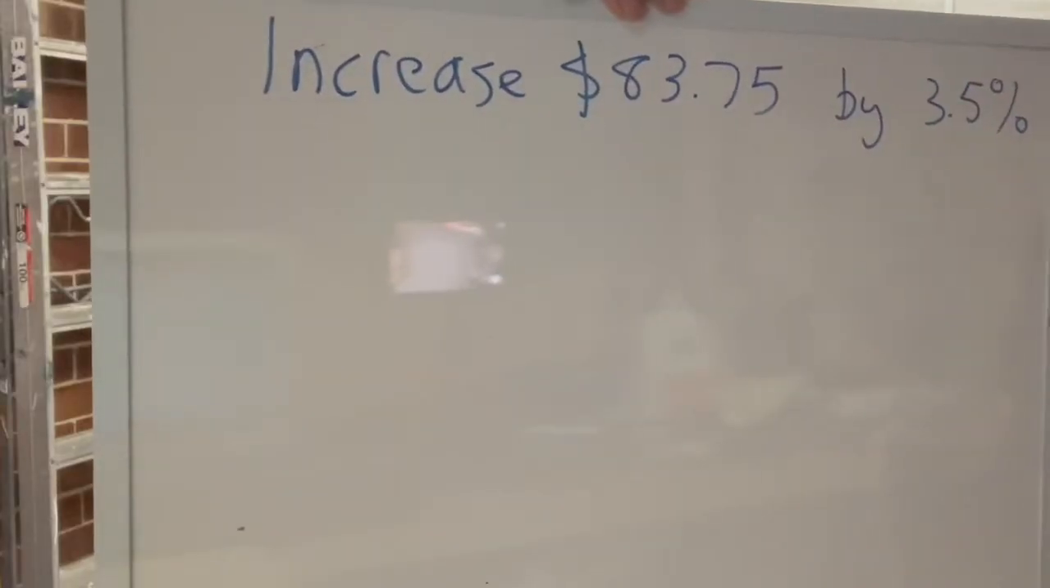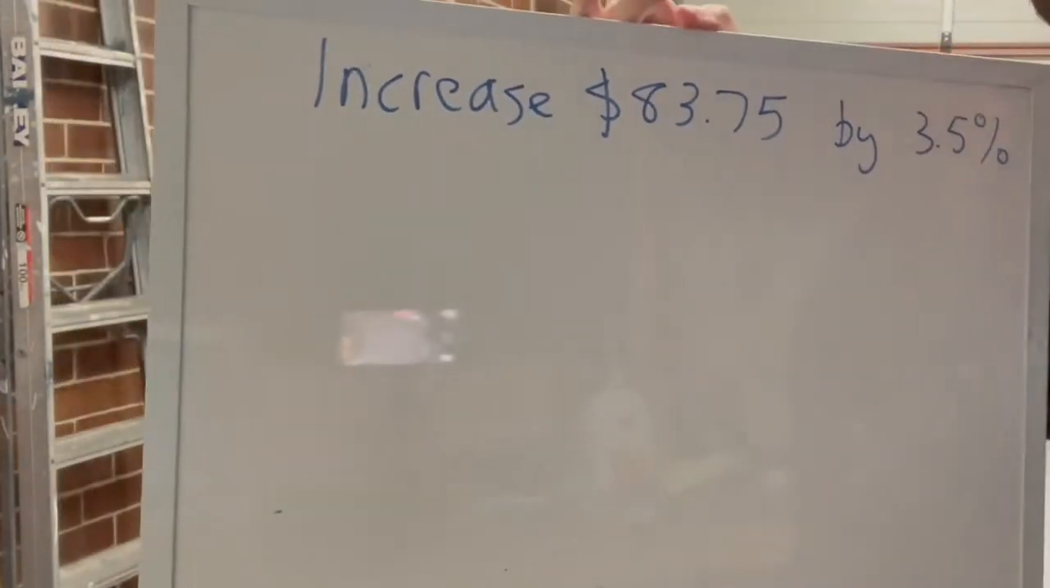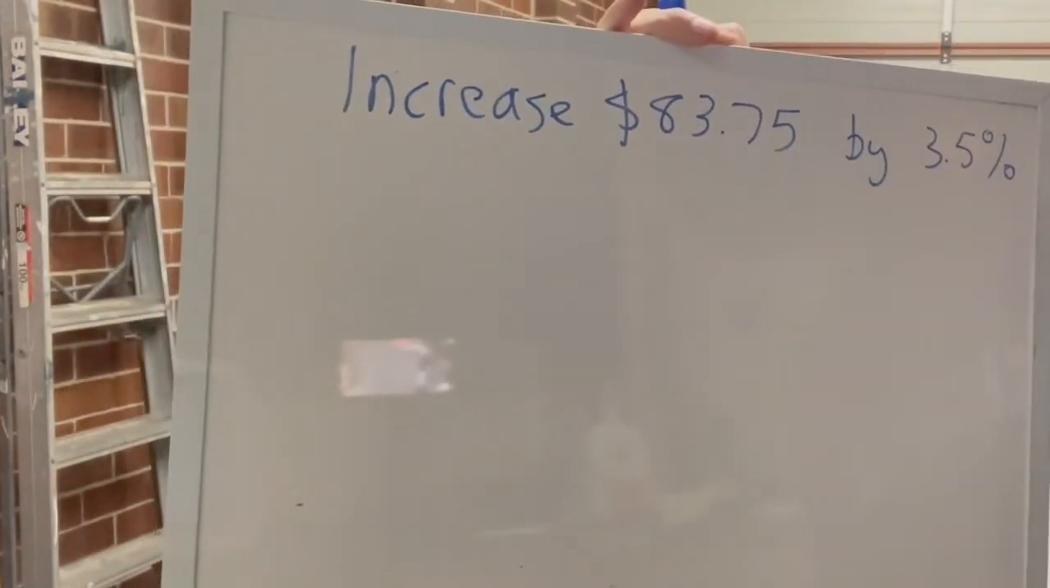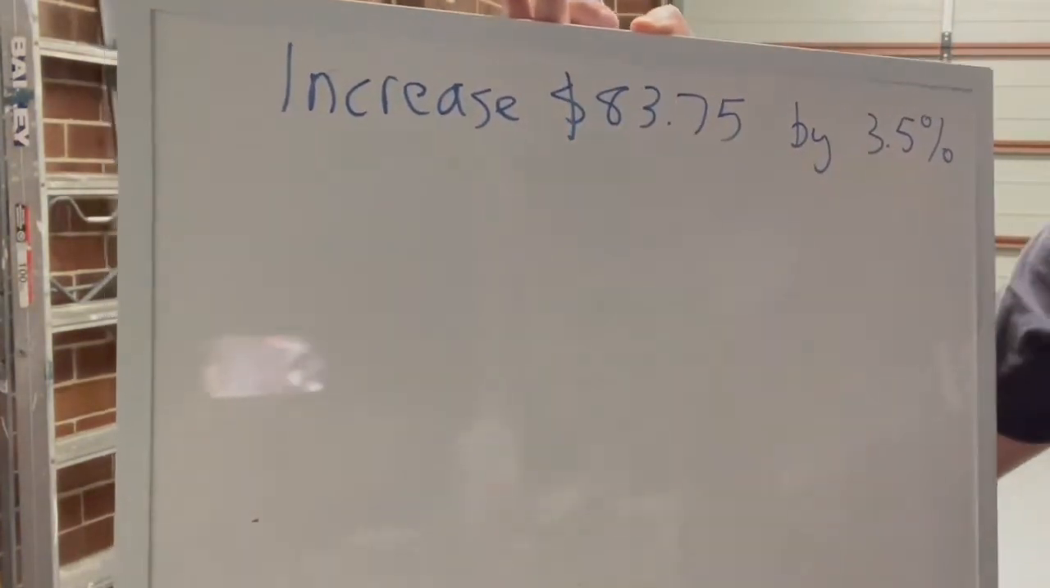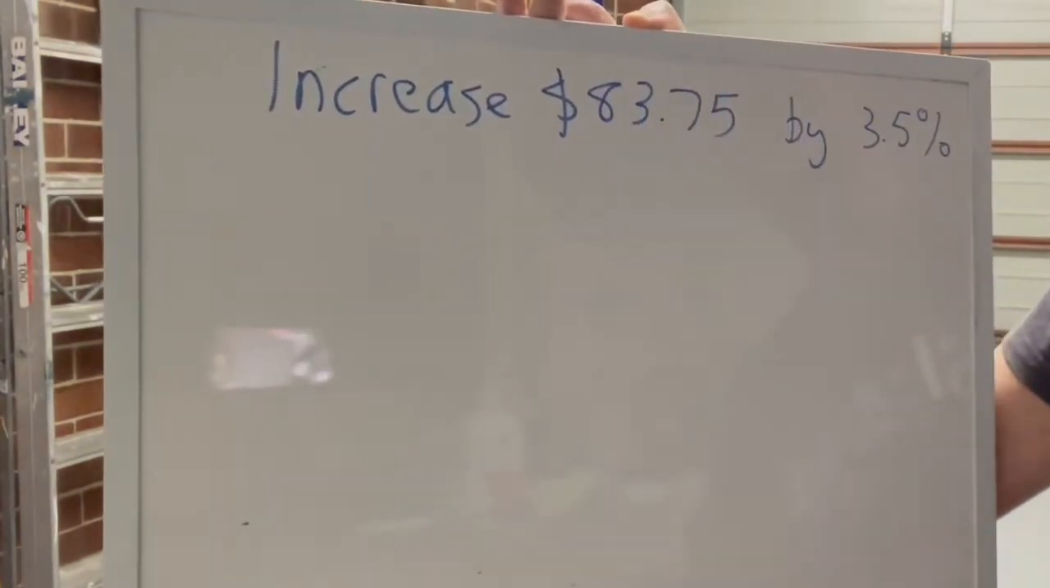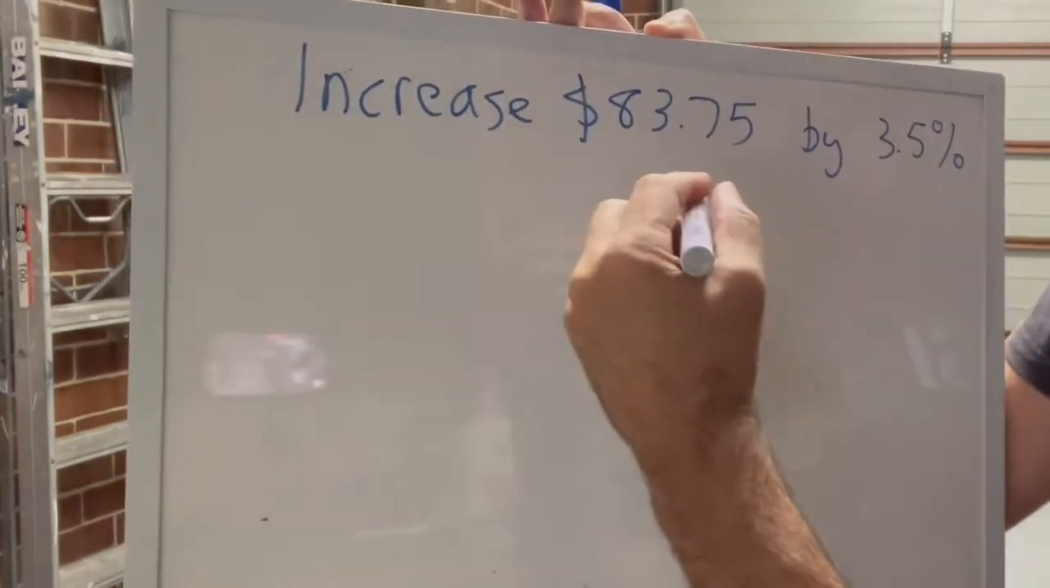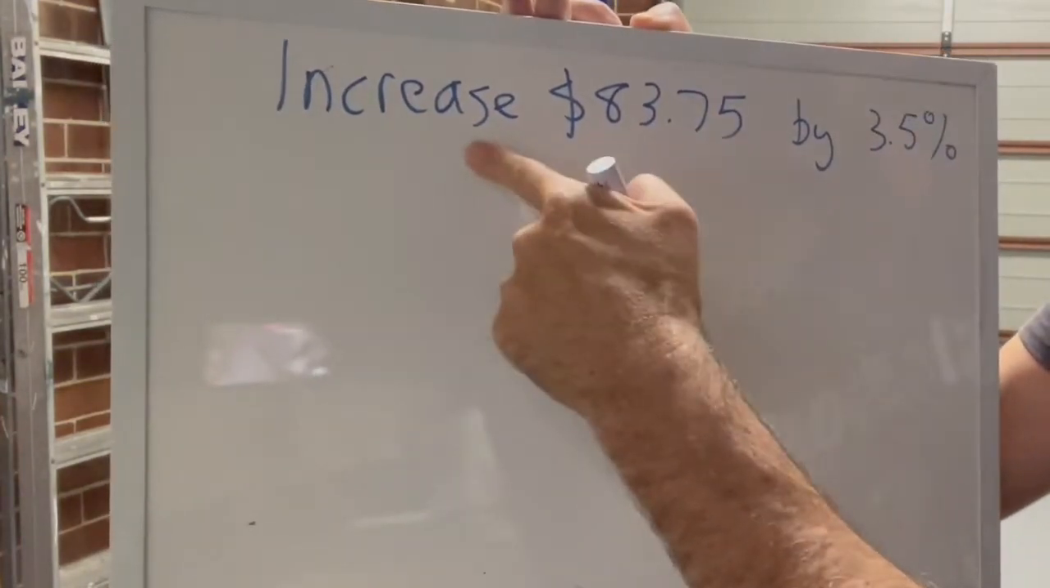Let's look at some further increase and decrease examples. Now these ones are going to involve decimals and fractions, so you can see how we deal with those. So here we have the question: increase $83.75 by 3.5%. So it's our same process of increasing by that.